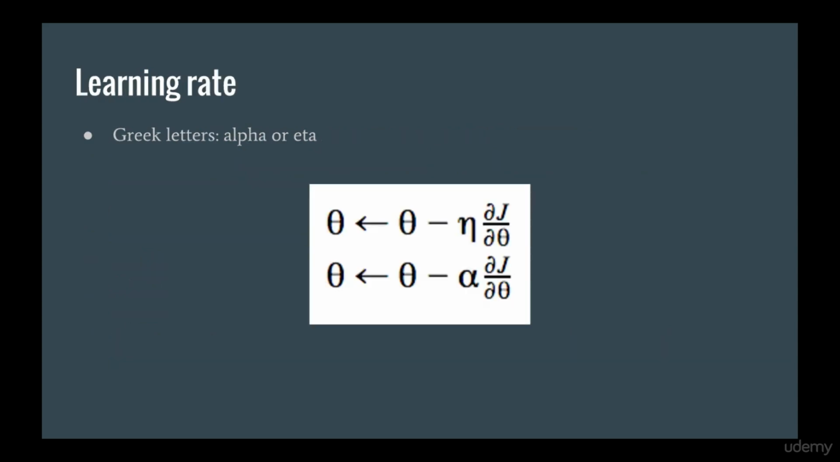Next, we have the learning rate, which as you know we use for gradient descent. Typically, we use Greek letters for the learning rate, like eta or alpha. It should be clear from the context what we are trying to do, since gradient descent always takes the same form.